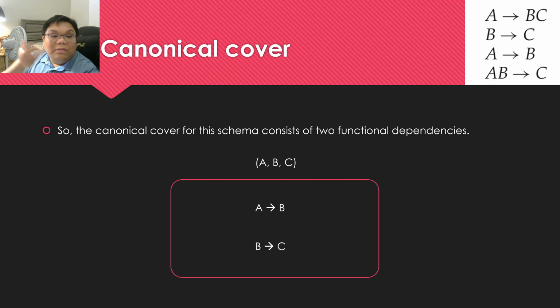And there we go. That is the canonical cover for our four functional dependencies: A determines BC, B determines C, A determines B, and AB determines C. If we have a relation schema whose functional dependencies are that, we can just test this one instead.